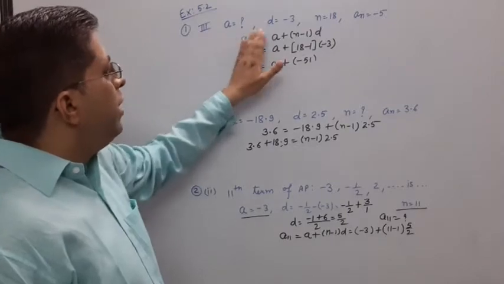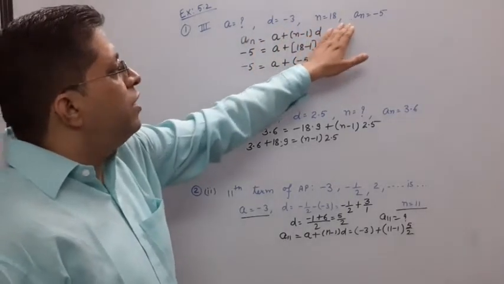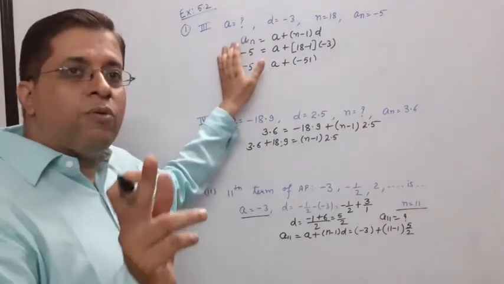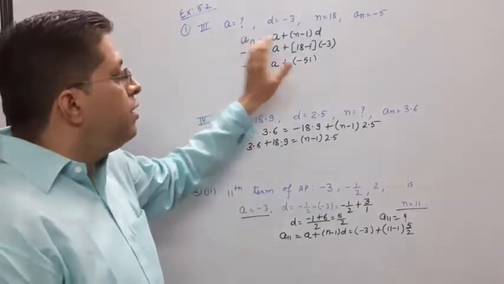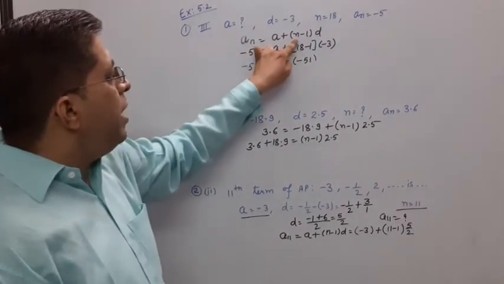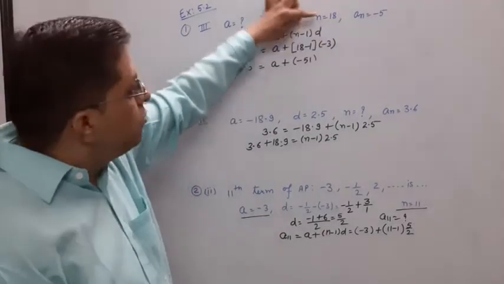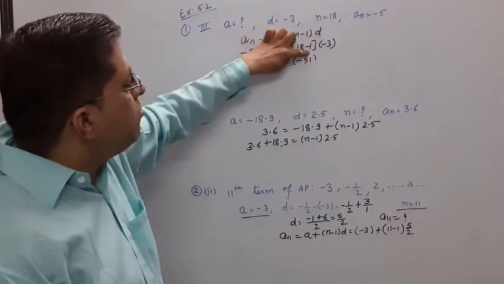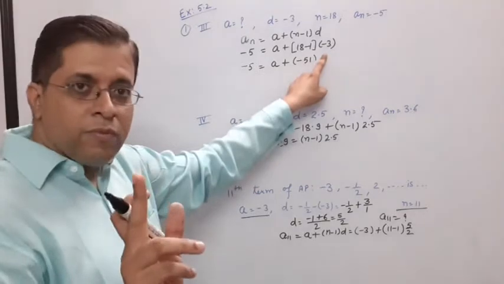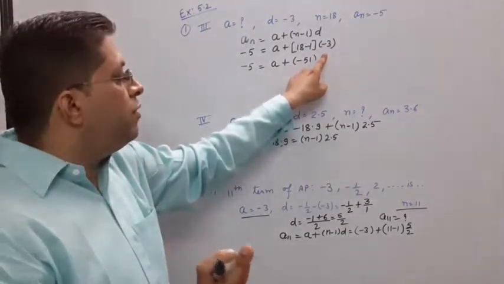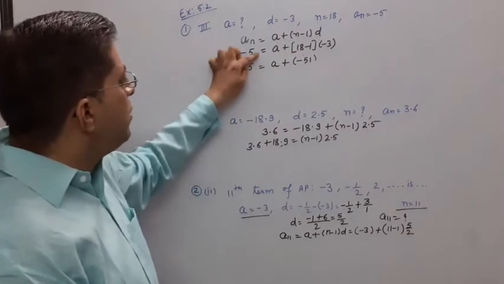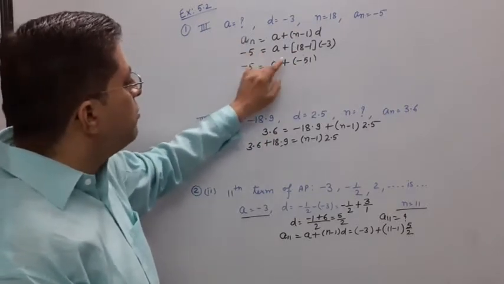A you have to find, D is given to you, n is given and An is given to you. What is the formula? An is equal to A plus (n minus 1)D. An is minus 5. A you have to find, n minus 1. n is your 18, so I put 18 here. 18 minus 1. D is minus 3. Put D as minus 3. Clear? Whatever is given to you, the variables, you put the values of them.